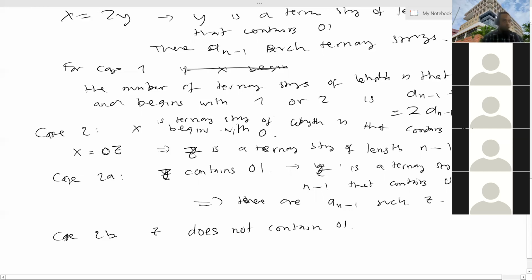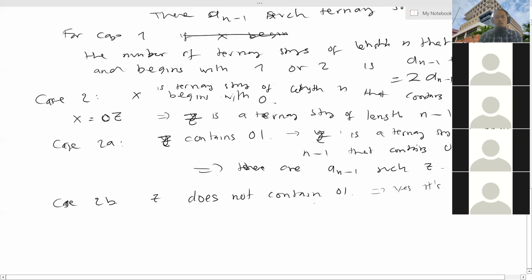Is it possible that z does not contain 0, 1? Yes, it's possible. Then what? If z doesn't contain 0, 1, then essentially z must start with 1 actually, right? If z does not contain 0, 1, then z must be of the form... So you know x is 0 something, and then that something here is z.